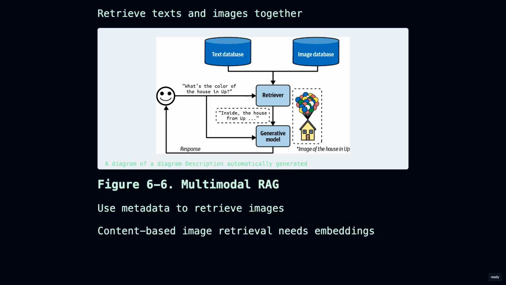If you want to search by image content, you need a shared embedding space for text and images. That is why multimodal embedding models matter. They let a text query and an image be compared numerically.